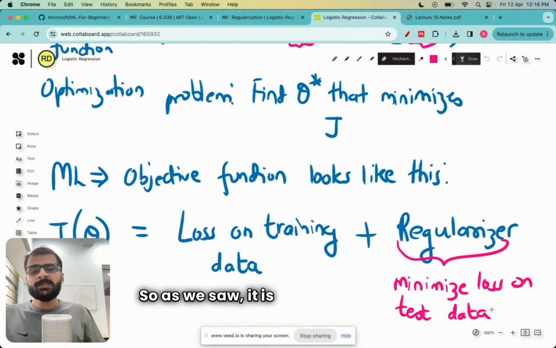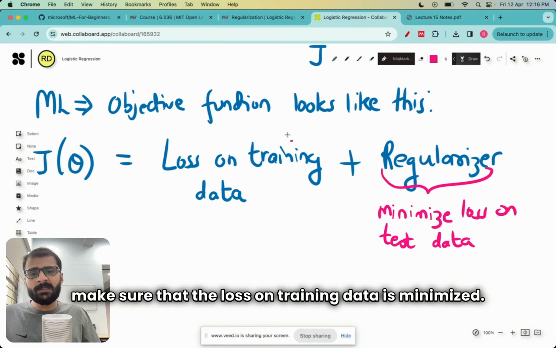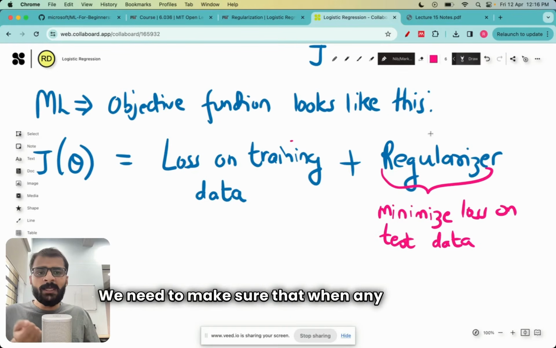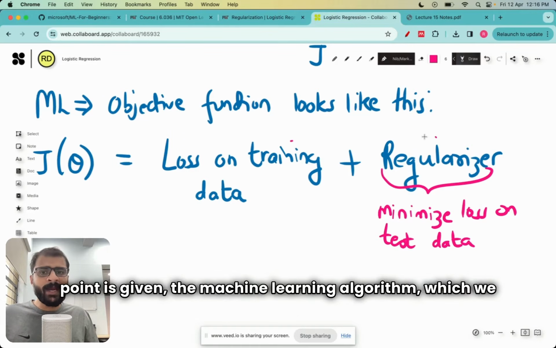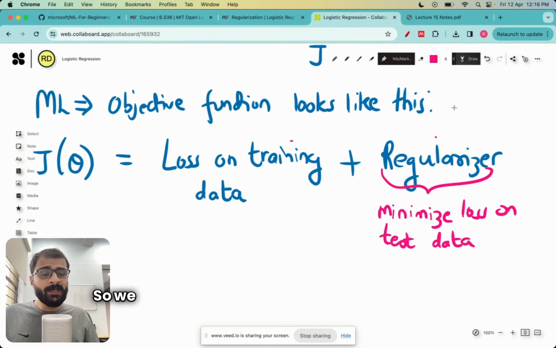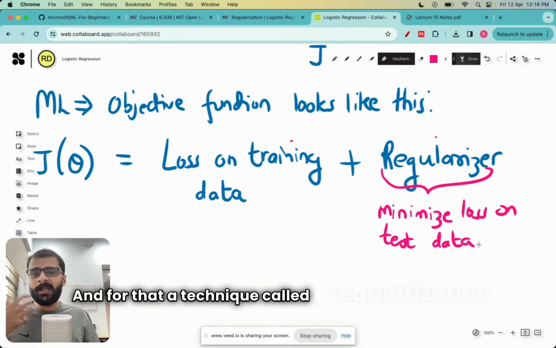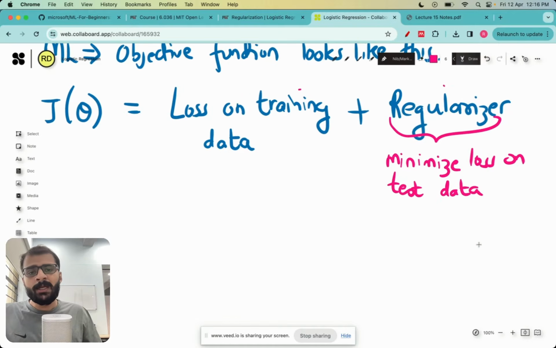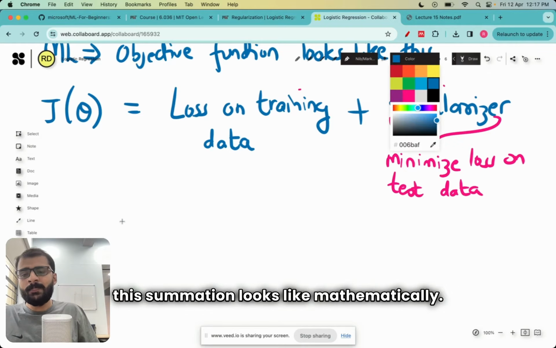So as we saw, it is not enough to just make sure that the loss on training data is minimized. We need to make sure that when any new data point is given, the machine learning algorithm which we have makes very few mistakes on new data points as well. So we need to minimize loss on test data as well. And for that, a technique called regularization is used. So let us see what this summation looks like mathematically.